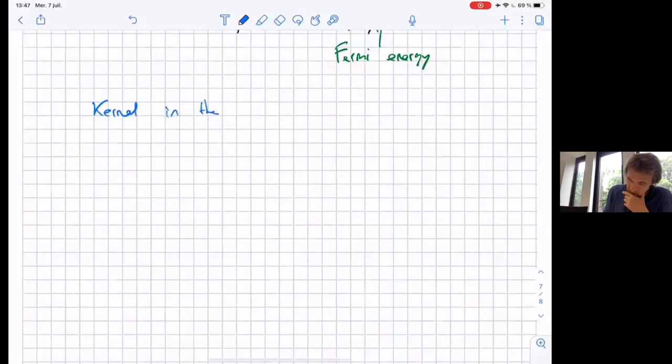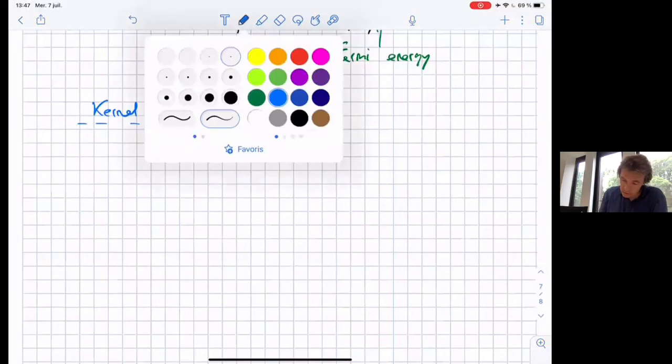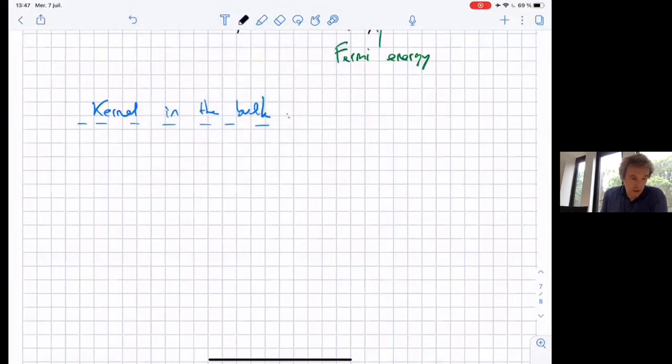So again, here I will not show you any proof of that, but I just want to provide you some results. So it turns out that in the bulk, the kernel takes a scaling form. So if you look at K_N(x, y).